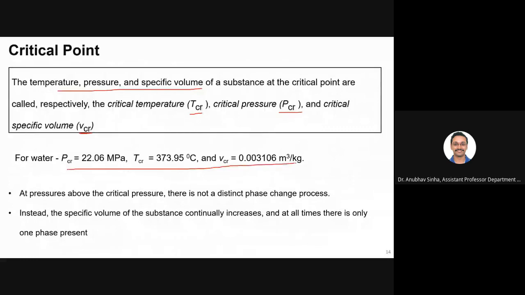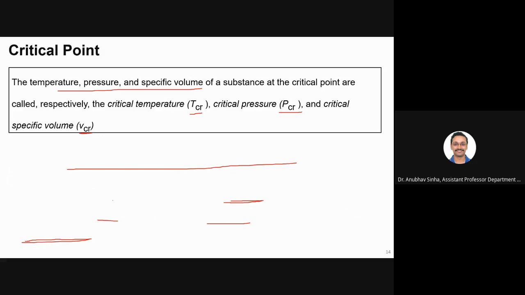Now at pressures above the critical pressure, there is no distinction between a vapor and liquid. There is no distinct way you can see bubbles coming out. That doesn't happen. It becomes one phase. Instead, the specific volume of the substance continuously increases, and at all times there is only one phase present. This happens beyond the critical point. You can see it in this plot.